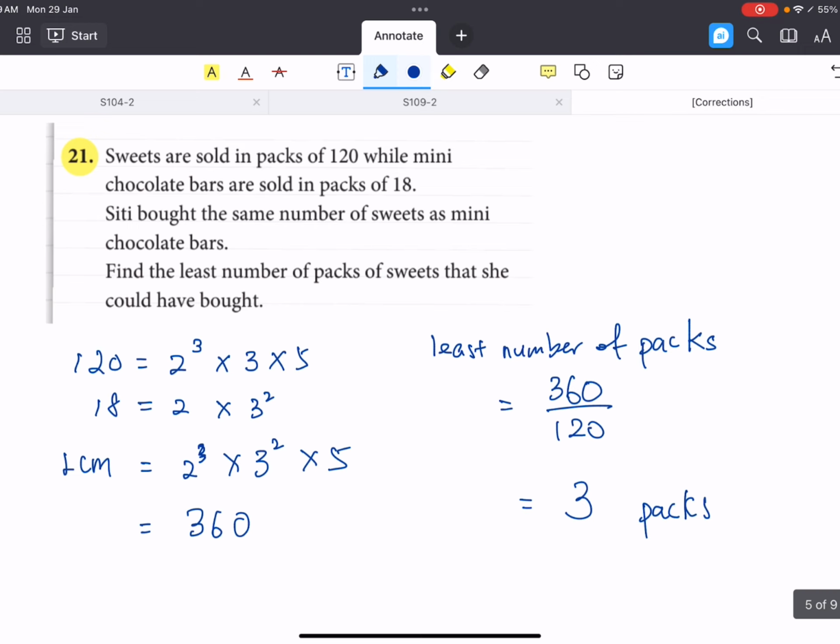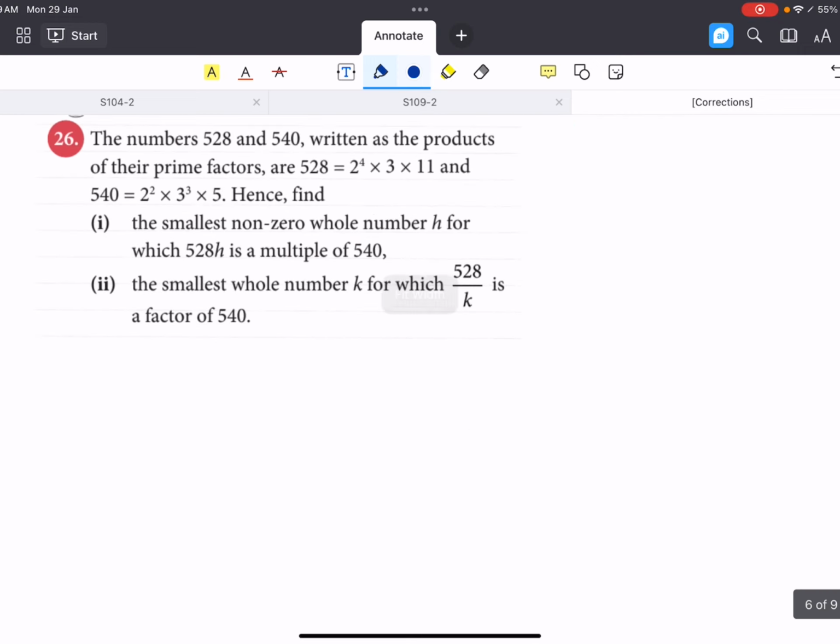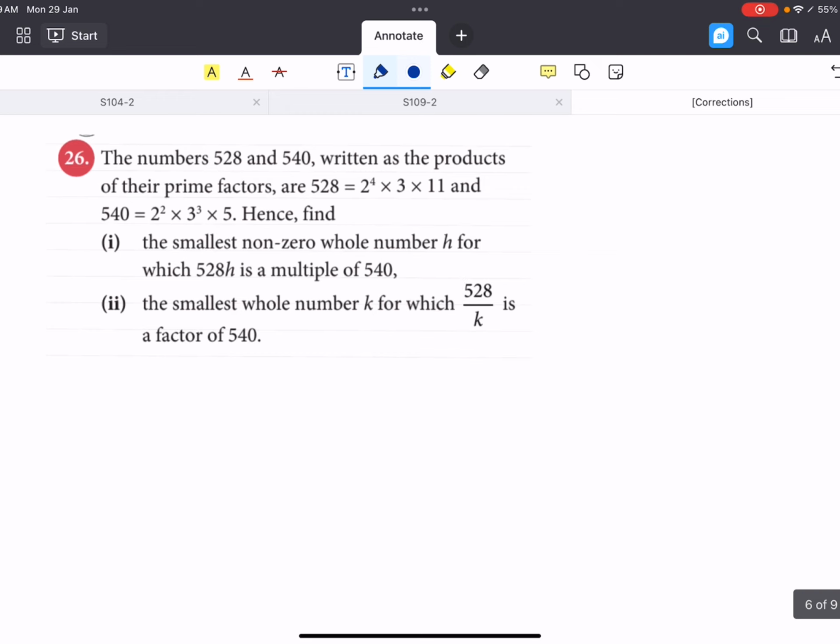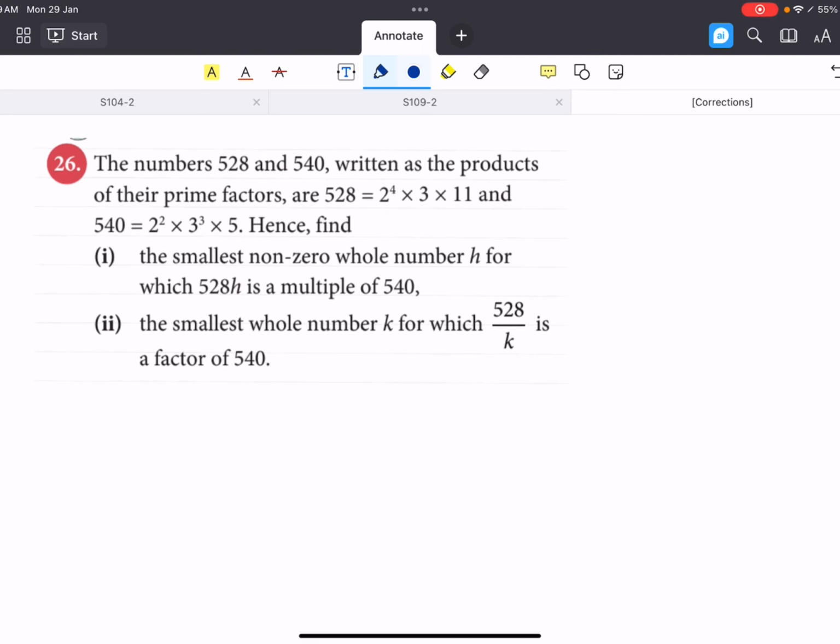Okay, moving on, next one. Question 26. The numbers 528 and 540 written as product of their prime factors are given, right? So they want us to find the smallest non-zero whole number H for which 528H is a multiple of 540. So as mentioned in class, this is the type of question where we're looking at the LCM.